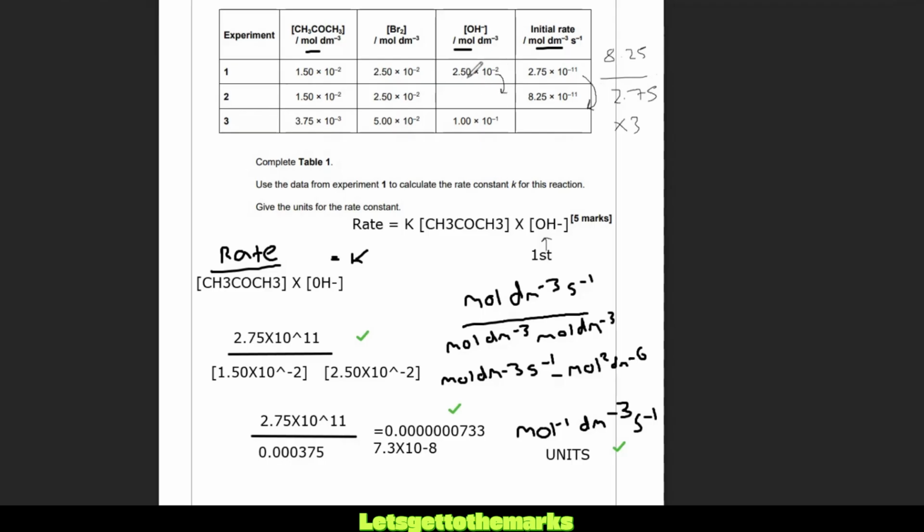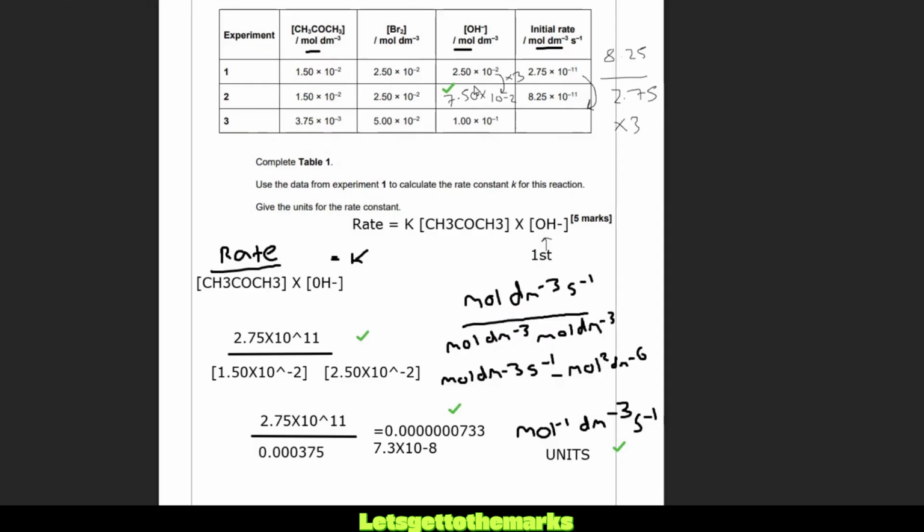So you're going to do 2.5 times 10 to the minus 2. You're also going to multiply that by 3, and you're going to get 7.50 times 10 to the minus 2. Now that's going to get you another mark. And then we're going to look down here at experiment 3, and we're going to say, well, what has happened to the rate?